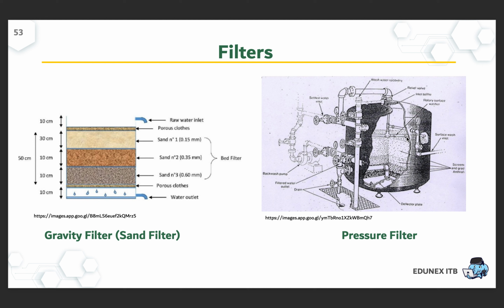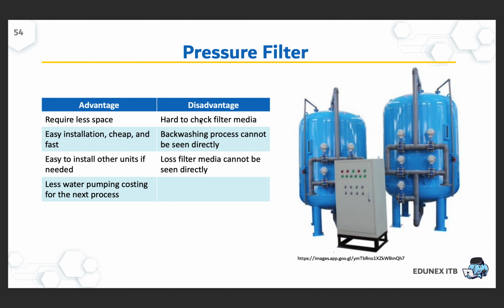And this is the pressure filter. Basically this is almost similar to the gravity filter, but then you put pressure on the feed by using the pump. This is the pressure filter, it looks like this. So when using a pressure filter, because you have higher driving force, the operation can be conducted more quickly. The advantage when you use a pressure filter is that you will require less space, and the installation is easy. But it is very difficult to check the filter media because you need to open this filter.